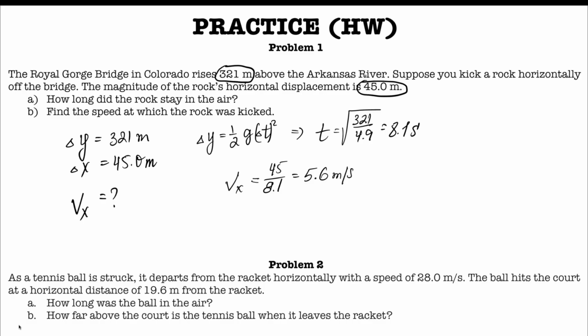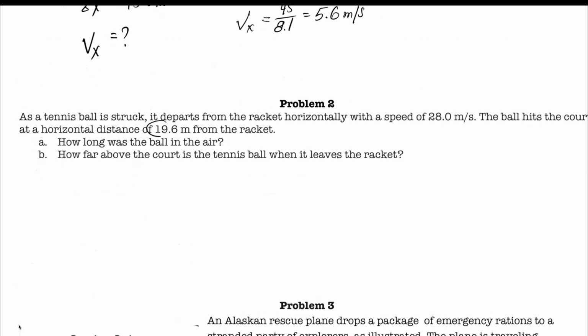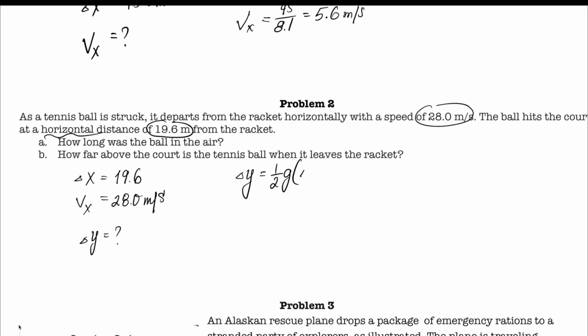In the second example, this is the horizontal distance, so I know my change in x is 19.6, and I know this is the initial velocity, and it's strictly horizontal because that's what we're talking about, horizontally launched projectiles. 28 meters per second. I need to find change in y. Change in y has the formula, so horizontally launched projectile, that looks like that. So I just need to find time.